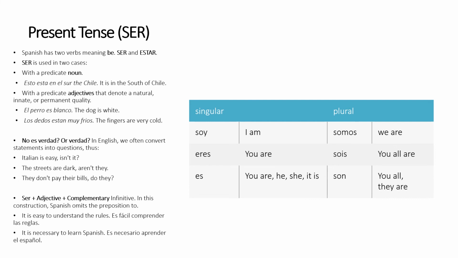We can use the verb ser plus the adjective and a complementary infinitive to create constructions. And as we talked about before, Spanish often omits a preposition. It is easy to understand the rules. Es fácil comprender las reglas. It is necessary to learn English. Es necesario aprender el español.